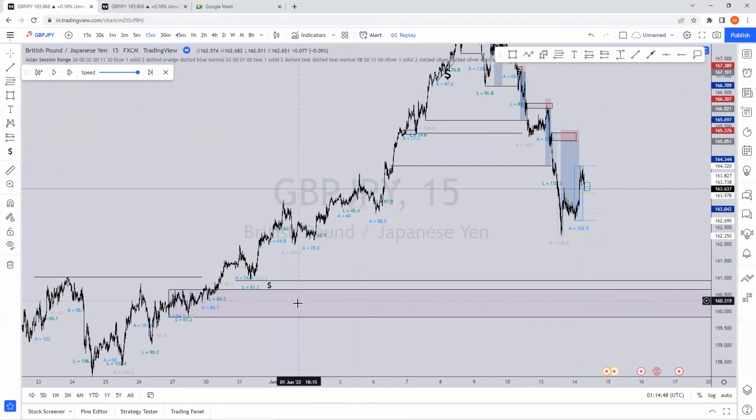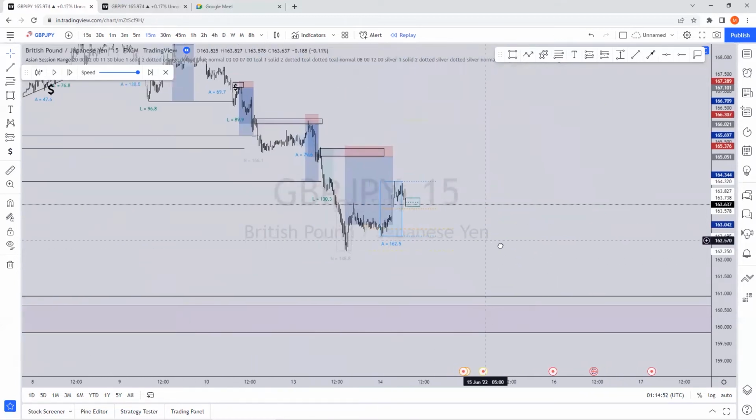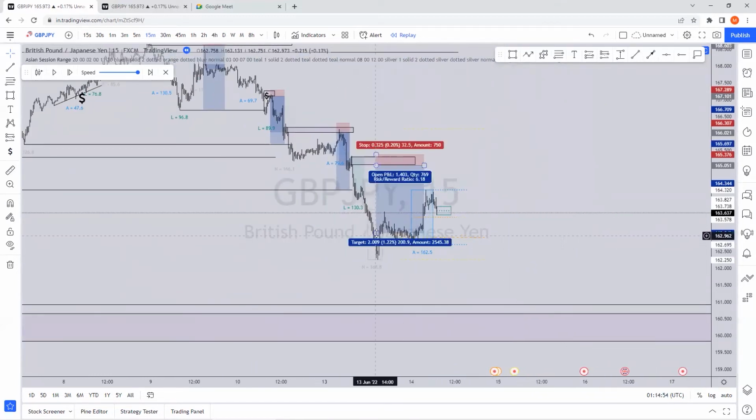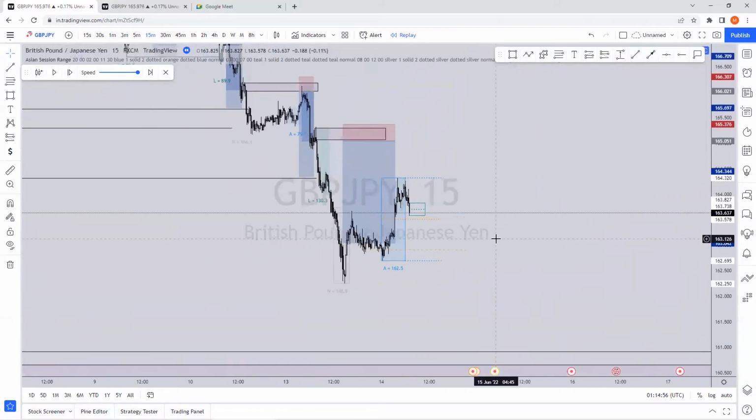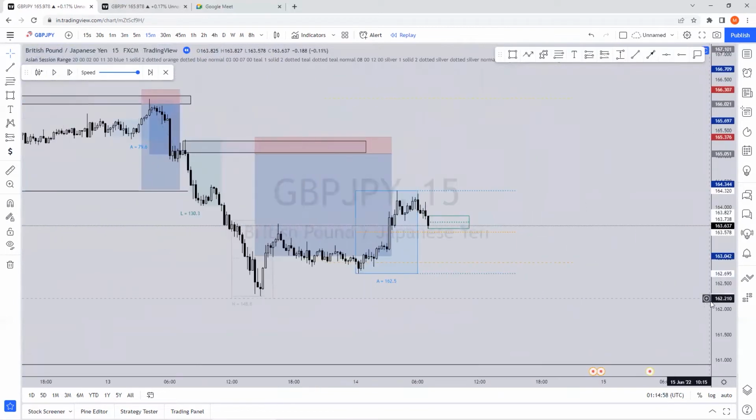But once price mitigates this zone here and price gives me any good entry, of course, I might be actually interested in selling. So let's see price narrative on another day.